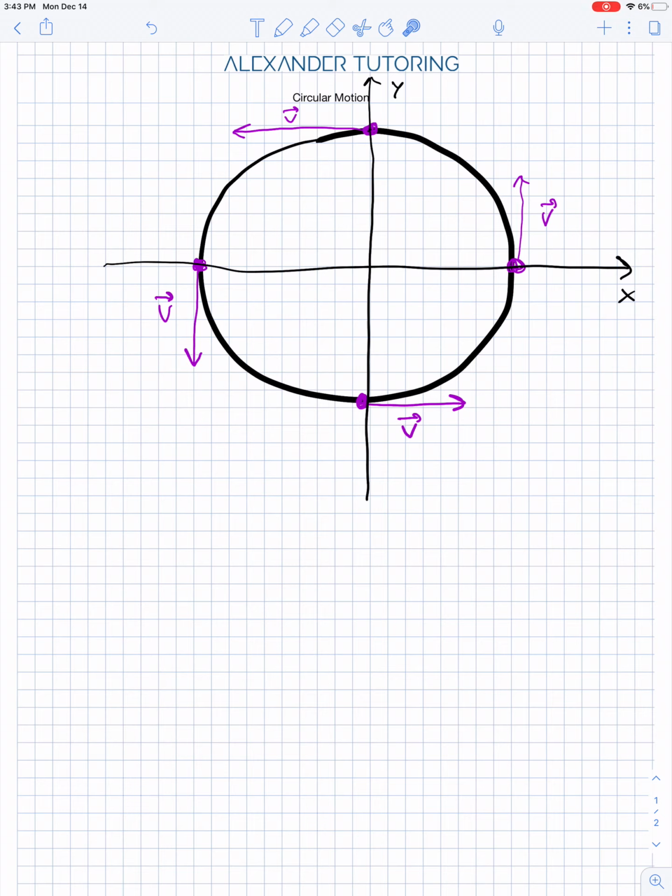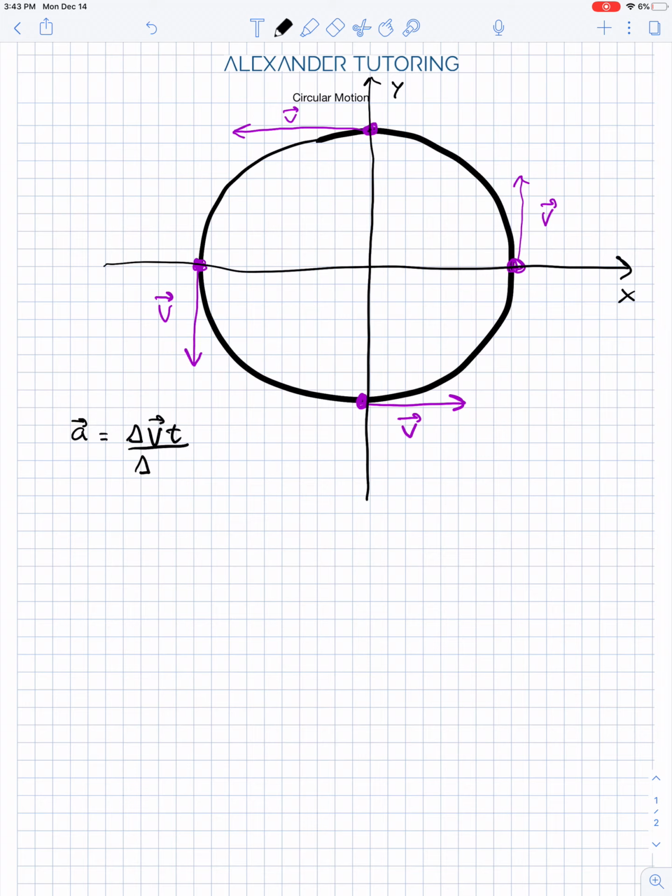Now, the question is, if the speed is constant, is it possible to be accelerating? Your first instinct might be that no, constant speed means not accelerating. However, the definition of acceleration is not change in speed over change in time, it's change in velocity over change in time, which is an important distinction when it comes to circular motion.